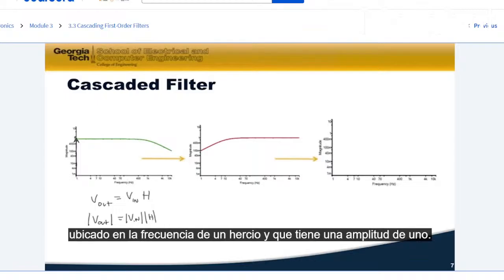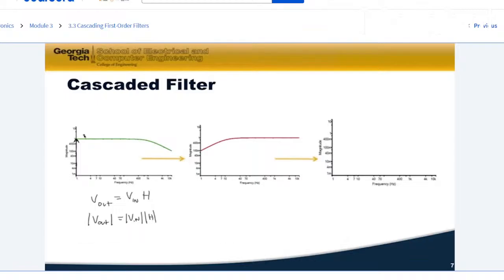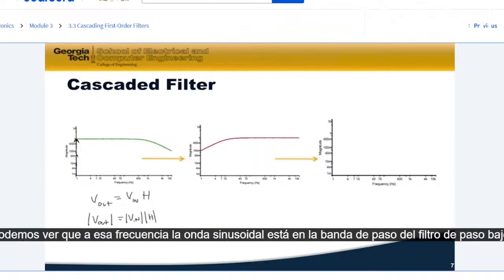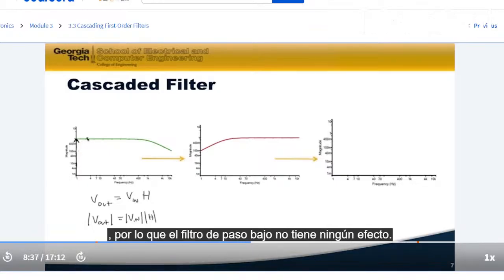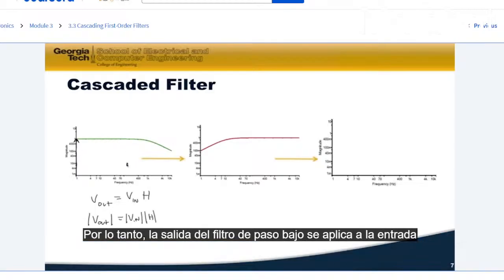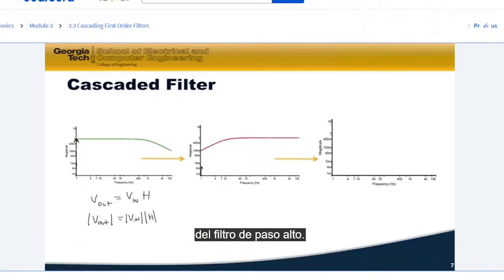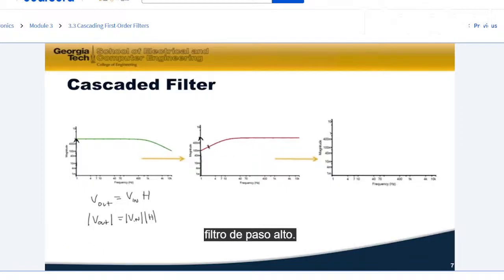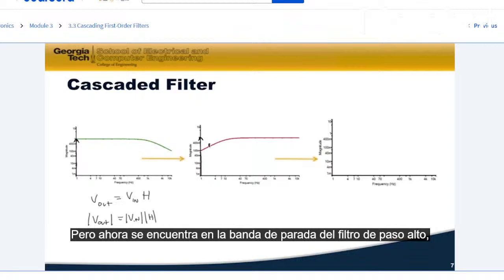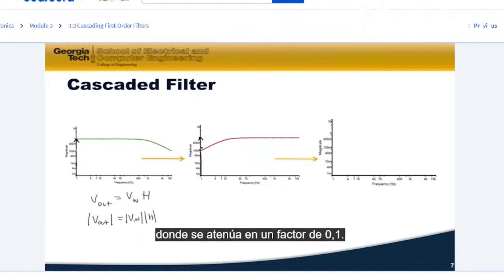and having amplitude 1. We can see that at that frequency, the sine wave is in the passband of the low-pass filter, so the low-pass filter has no effect. So the output of the low-pass filter is applied to the input of the high-pass filter. This magnitude of 1, frequency of 1 Hz sine wave is applied to the high-pass filter, but it's now in the stop band of the high-pass filter where it's attenuated by a factor of 0.1.